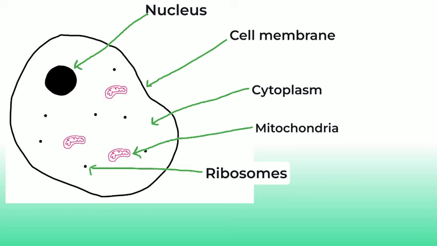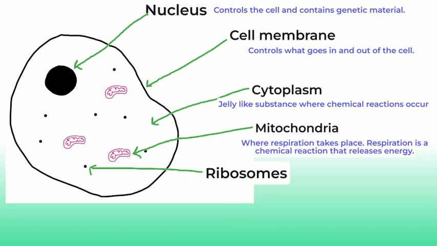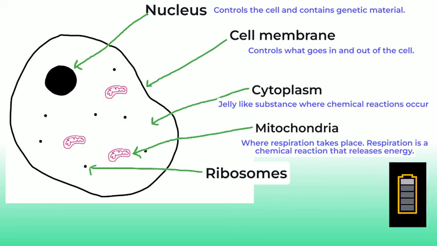Okay, we're going to go through each structure and learn the role of each structure. The cell membrane. This is a barrier around the cell. It controls what can come in and out of the cell. The cytoplasm, a jelly-like substance where chemical reactions take place. The nucleus. This controls the cell and contains genetic material. The mitochondria. This is where respiration takes place. Respiration is a special type of chemical reaction that releases energy inside the cell.